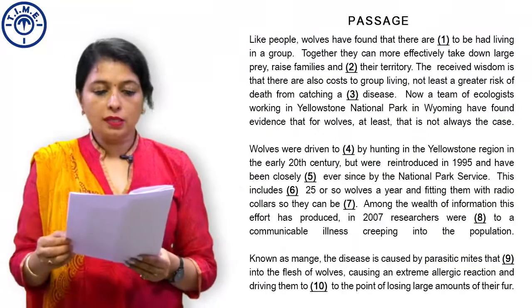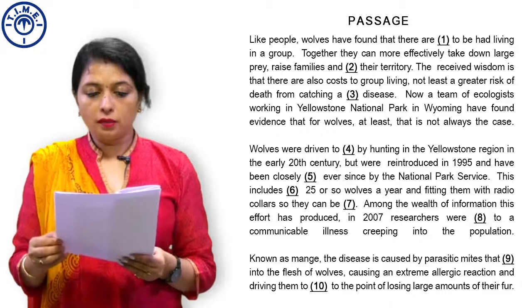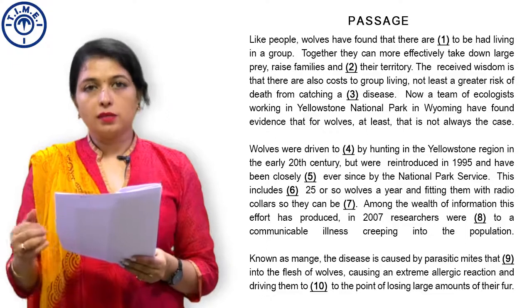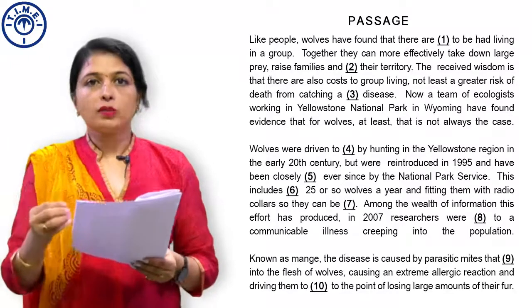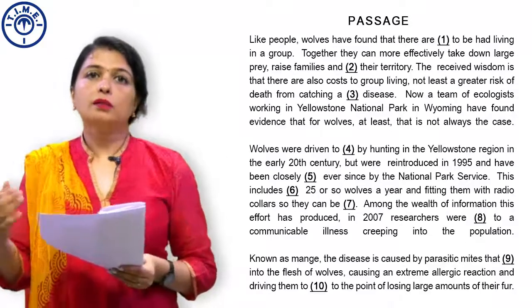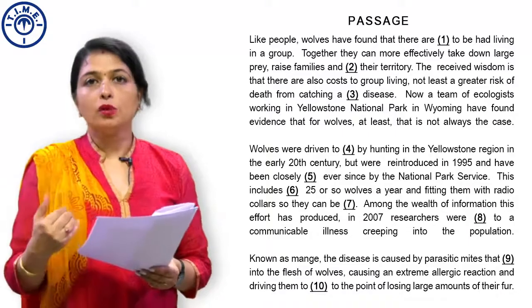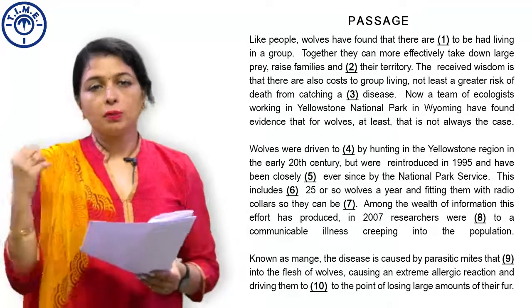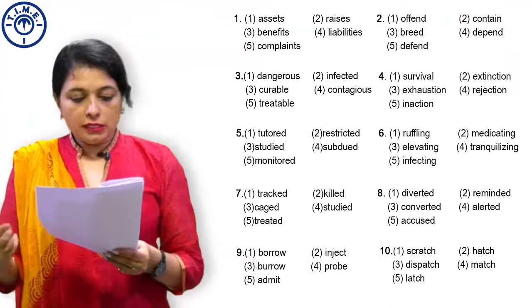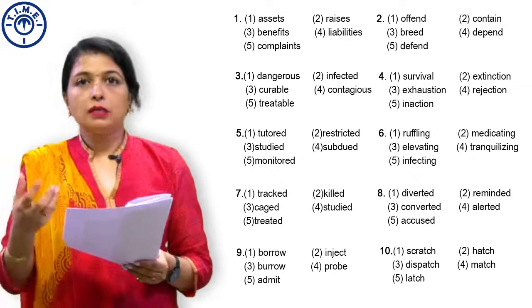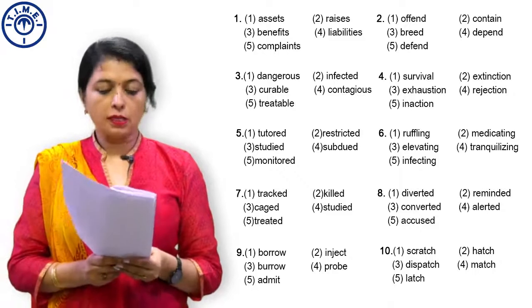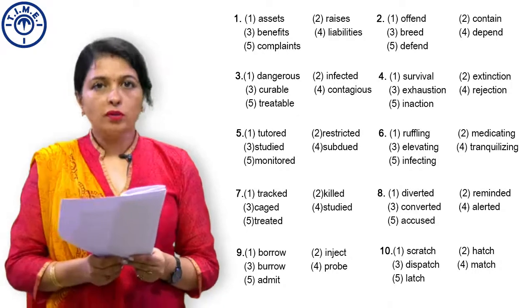The second one says they can more effectively take down large prey, raise families and dash their territory. When we talk about an animal, we understand that they always guard their territory so that other predators or other wild animals may not enter their area and be a problem to them. The words given to us are offend, contain, breed, depend and defend, and guard and defend are synonyms. So, we choose defend. That means for the second blank the option is 5, defend.